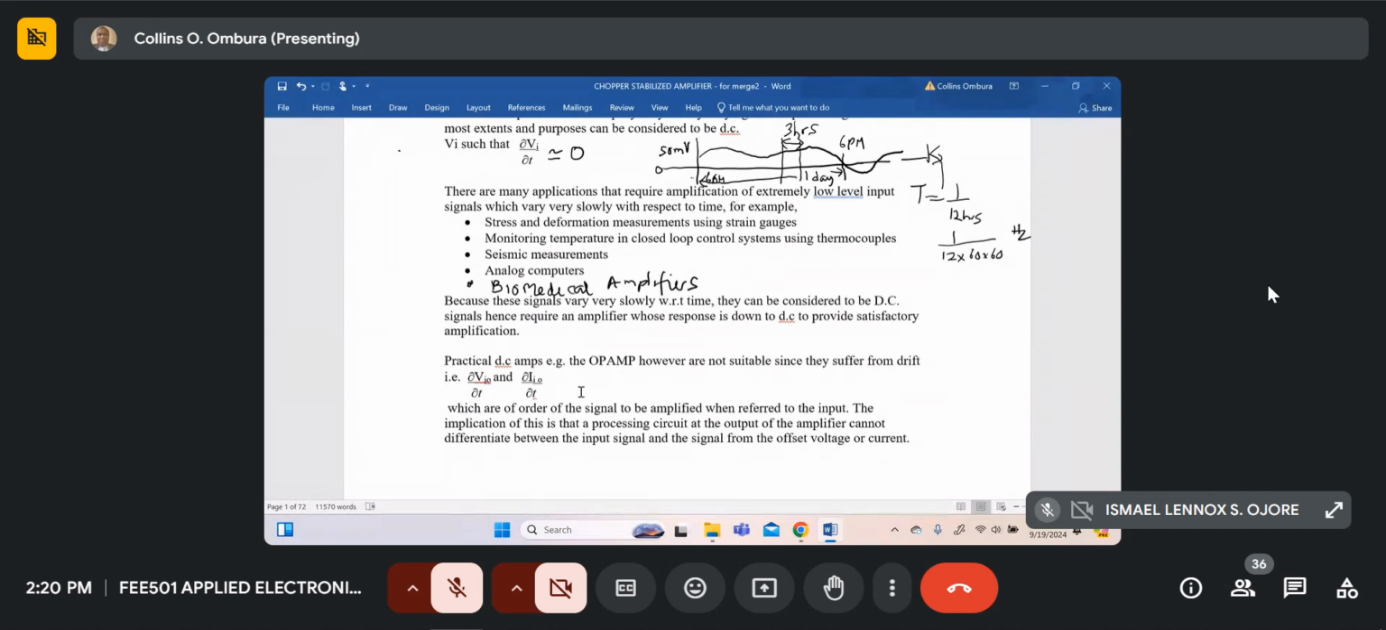So for example, in Nairobi, in the labs early in the morning, the temperature could be maybe 15 degrees centigrade. In the afternoon, it could be maybe 22 to 25 degrees centigrade. And that will affect what is coming at the output of your overall instrumentation amplifier.